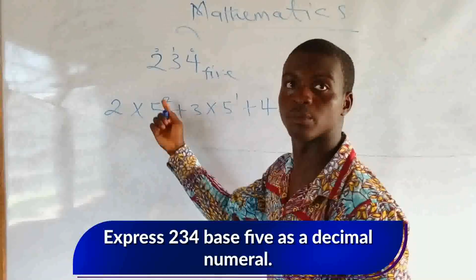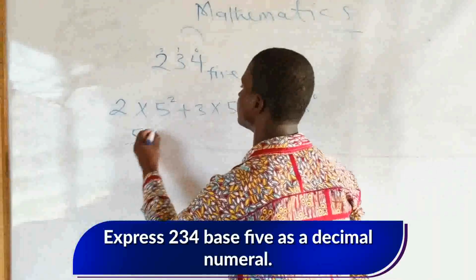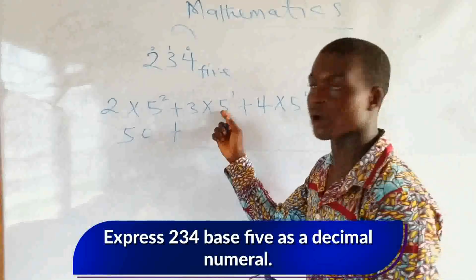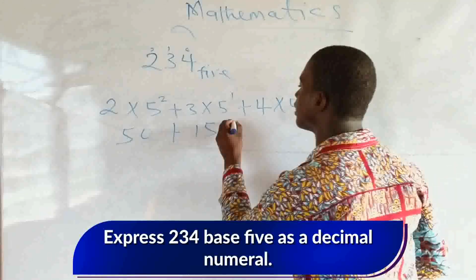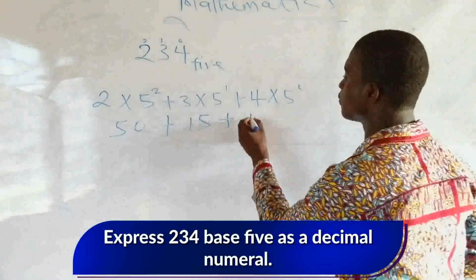That is 5 raised to the power 2 gives you 25. And so multiplied by 2 gives you what? 50. 50 plus 3 multiplied by 5 raised to the power 1 gives you 15. And then 4 multiplied by 5 raised to the power 0 gives you 4.